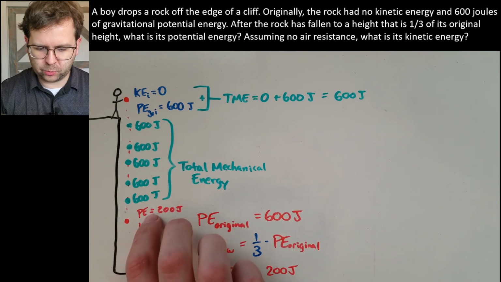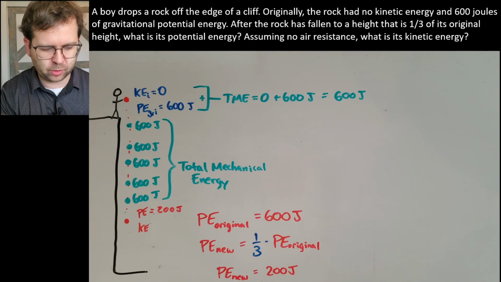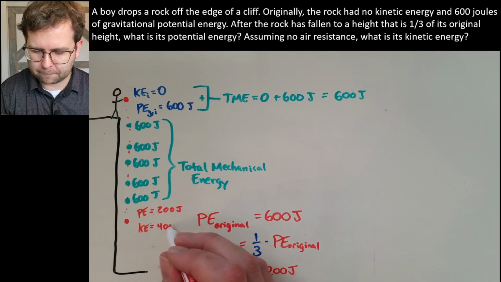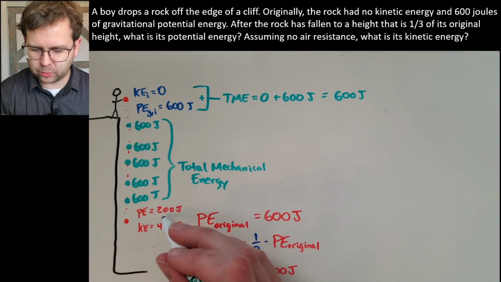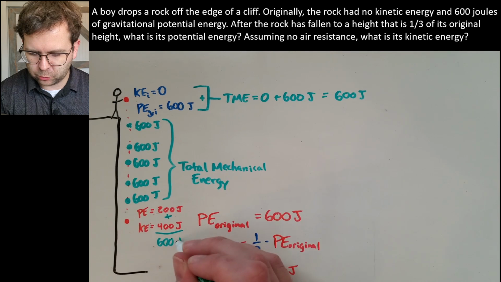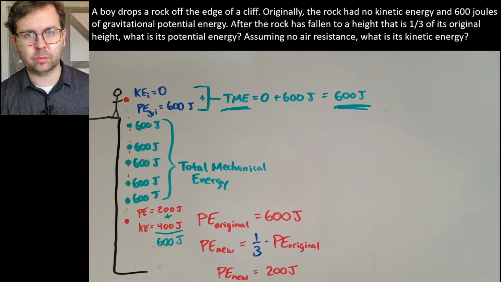And if that's true, then in order for the total mechanical energy to still be 600 joules, the kinetic energy must be 400. So that if you added those two together, 200 plus 400, you would get 600 joules of total mechanical energy throughout the descent of the rock.